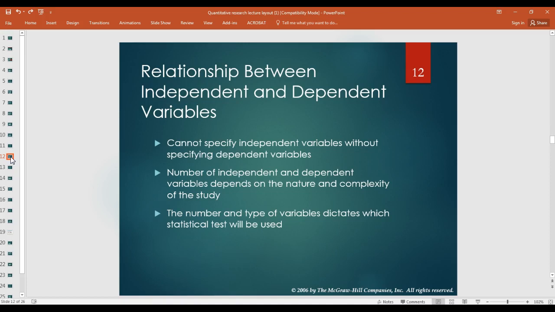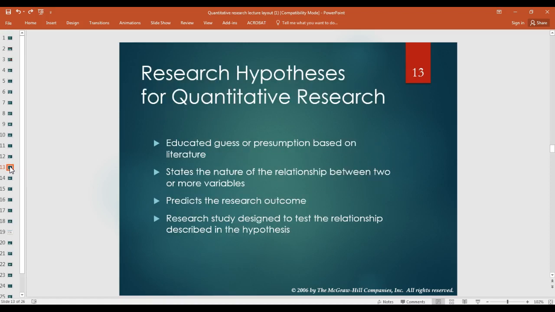Now, obviously, the independent and dependent variable have a strong relationship, because you cannot specify independent variables without specifying the dependent variables, specifically in the relationship questions or experimental type of research. It actually dictates the whole process of the research. If you have one independent and one dependent variable, it really dictates what you're going to do throughout the research.